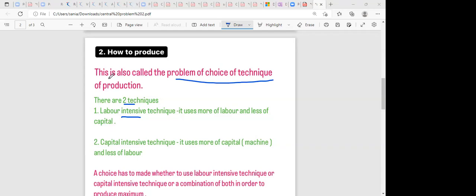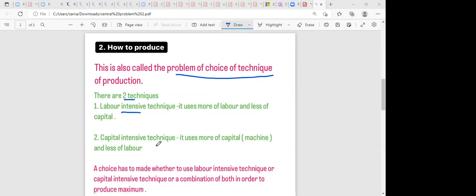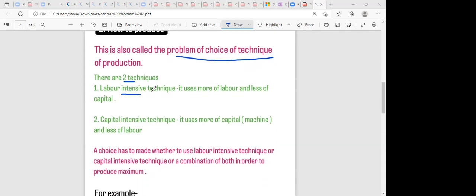Okay, so how to produce? What is the other name of this problem? The name is the problem of choice of technique of production. Which technique are you going to use? Basically, there are two techniques: labor intensive and capital intensive. In labor intensive, you use more labor and less capital, meaning more labor and fewer machines. Similarly, capital intensive means using more machines and less labor. Clear?